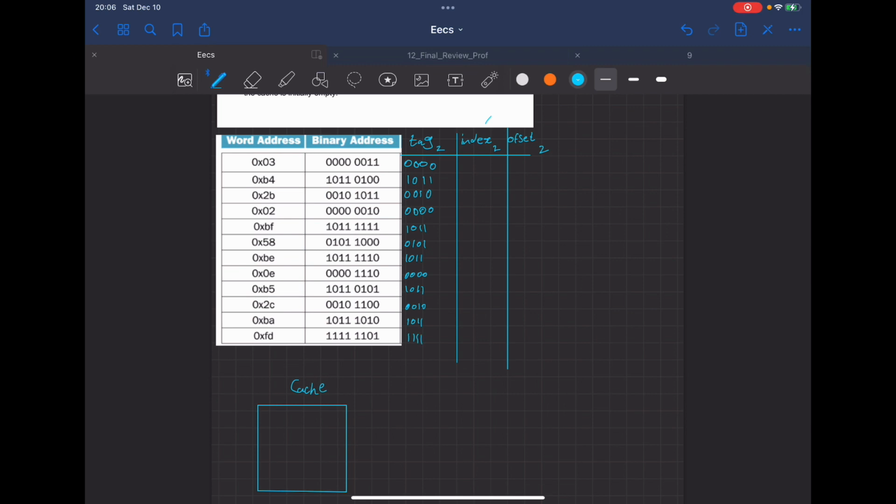Okay, great. Now for our index, we're going to have 0, 0, 1. Why? Because it's these 3 bits right here. And then our offset is going to be 1. Next, we're going to have 0, 1, 0, and our offset is 0. And then we will have 1, 0, 1 with an offset of 1. And then it's going to be 0, 0, 1 with an offset of 0.